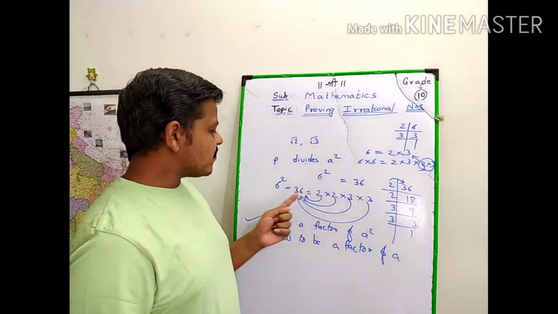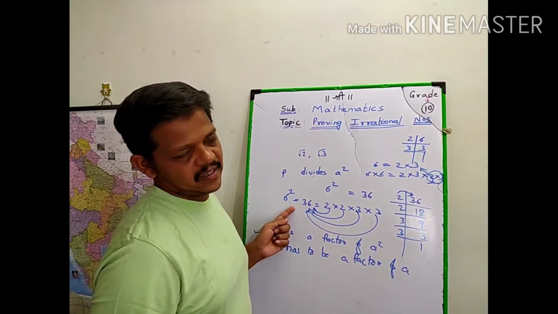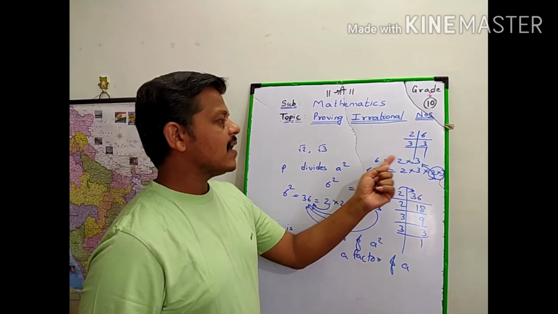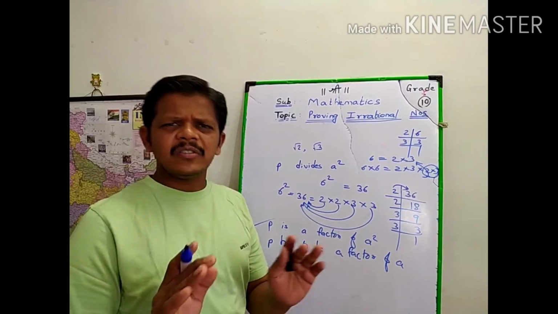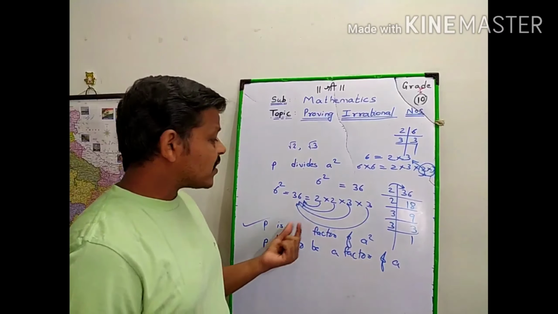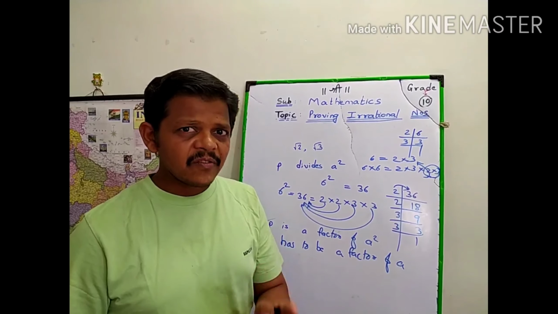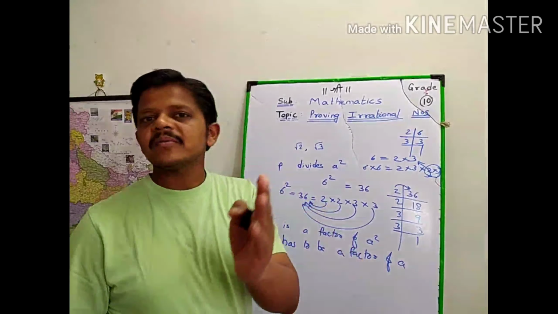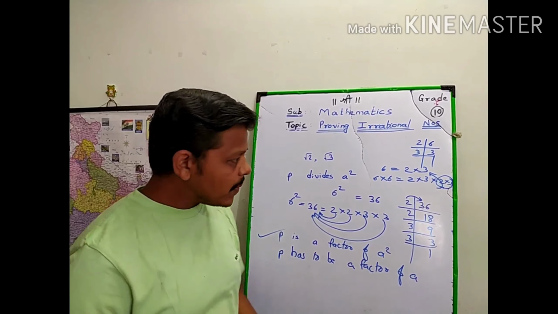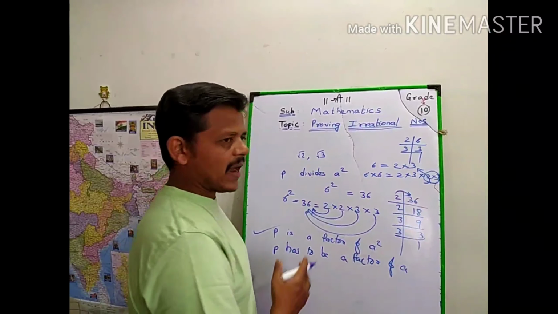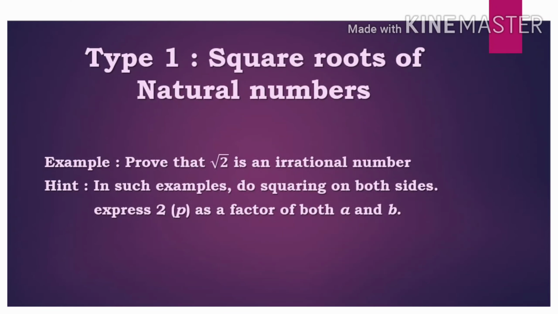Example, if 3 is a factor of 6 square, means 3 was first a factor of 6. If 3 was first a factor of 6, then only it could become a factor of 36. It is very simple, very logical thinking. If p is a factor of a square, remember this very nicely: p becomes a factor of a. Is this part clear to all of you? So keeping this point of view in mind, we will very quickly move on to our type 1.